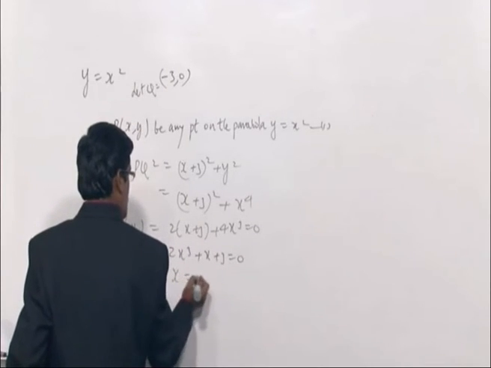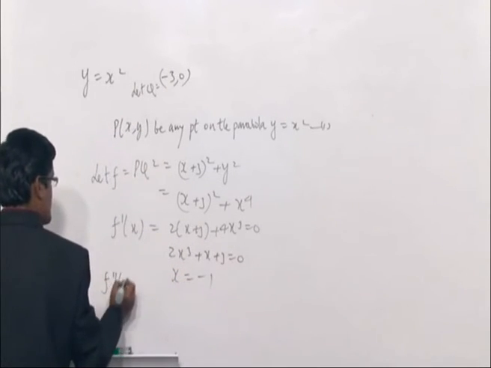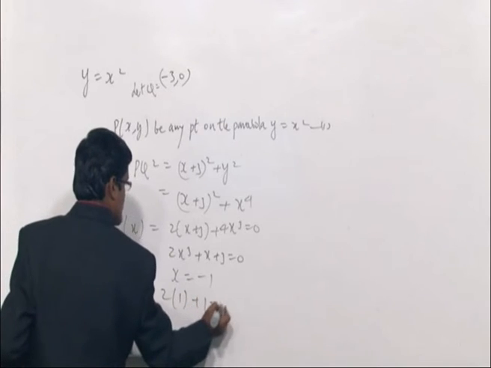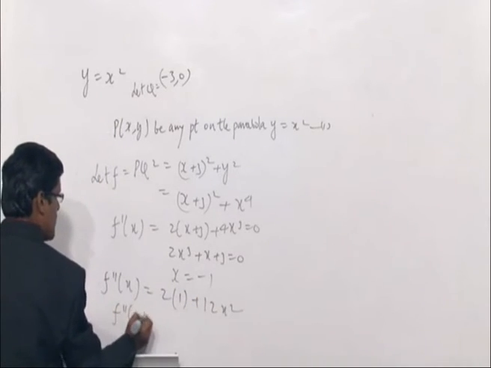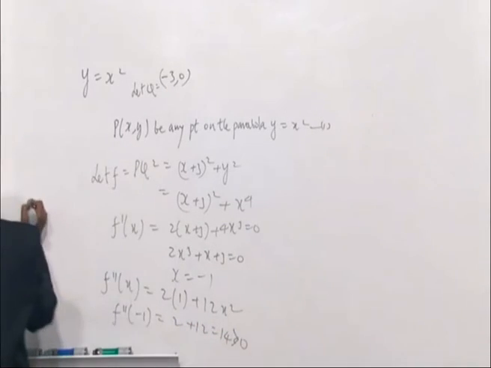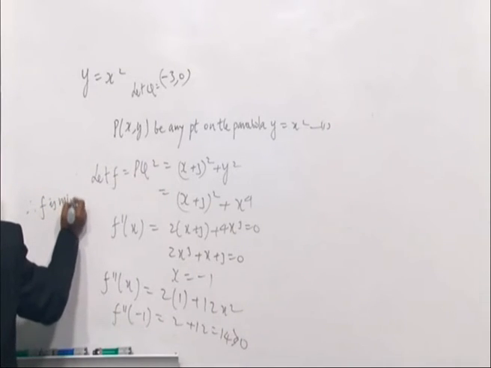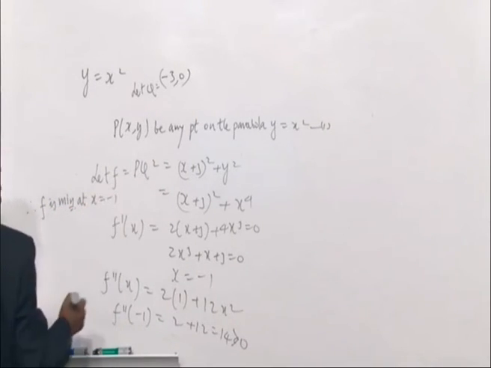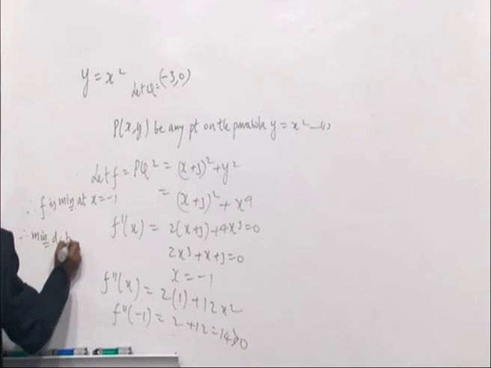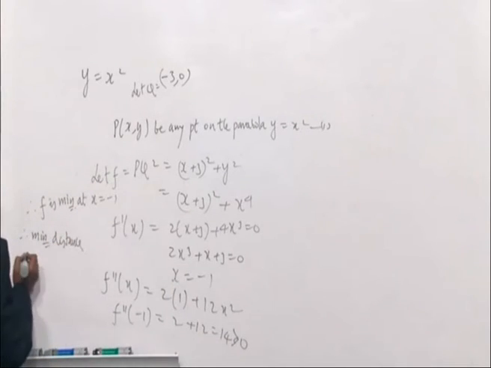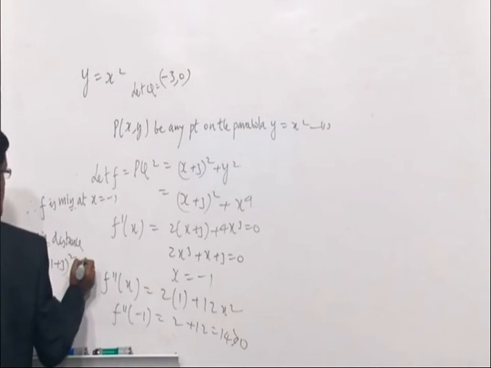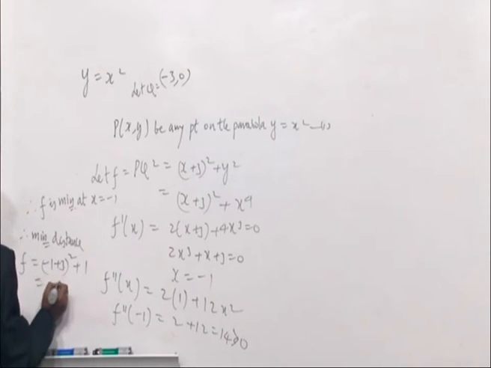So that means x is equal to minus 1 satisfies. Next, what is f double dash x? So 2 into 1 plus 12x square. So f double dash at minus 1 becomes 2 plus 12, 14, which is greater than 0. So therefore f is minimum at x is equal to minus 1. Minimum means nearest. So the minimum distance, just put x is equal to minus 1 in f: minus 1 plus 3 whole square plus 1. So that is 4 plus 1, 5.